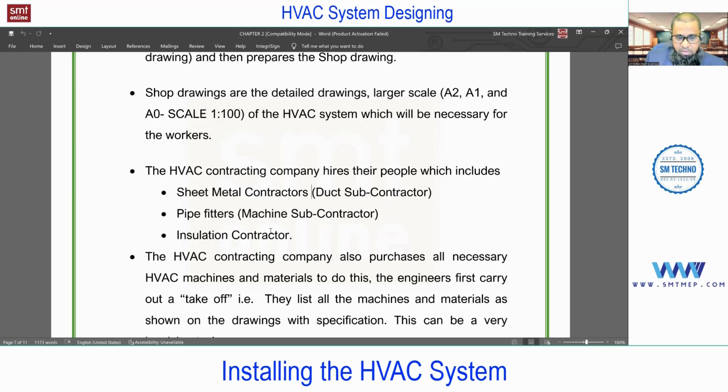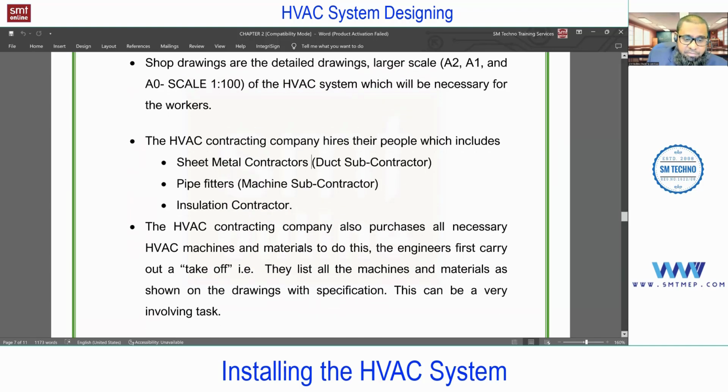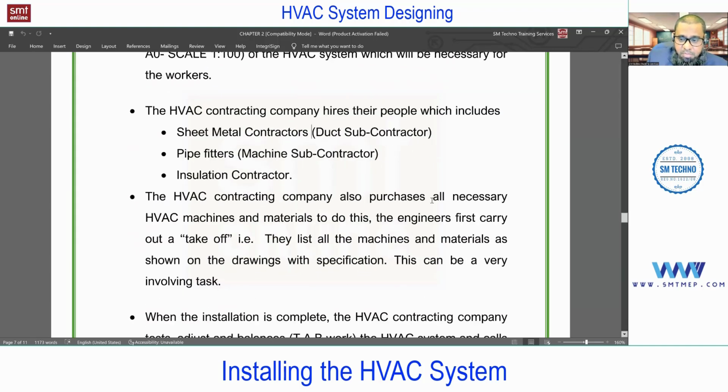We have a separate topic for insulation and installation in the installation video course. Next, the HVAC contracting company also purchases all necessary HVAC machines and material. To do this, the engineer first carries out a material takeoff, nothing but estimation. In this training program, we are offering this estimation video course also, with the complete tower project.